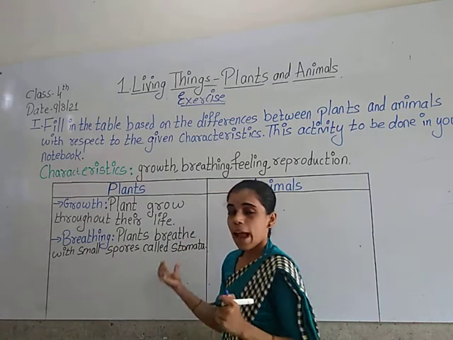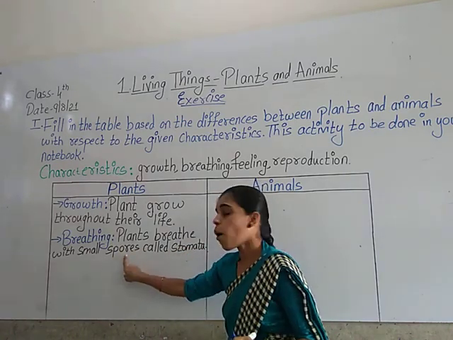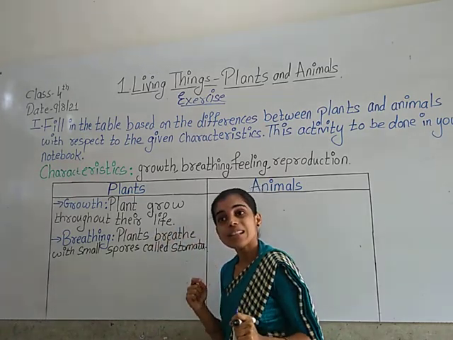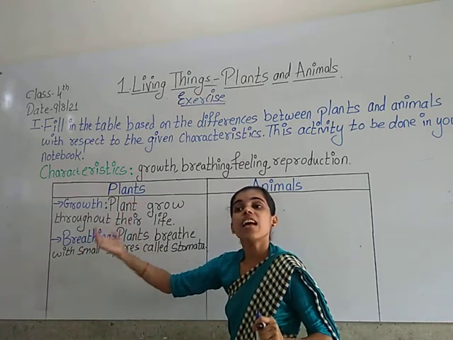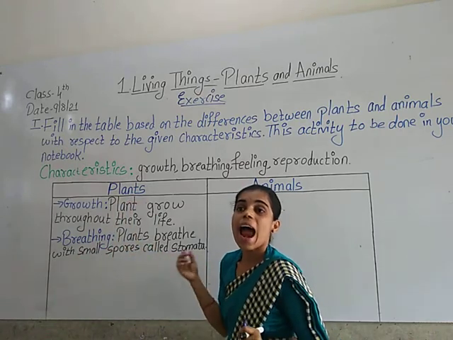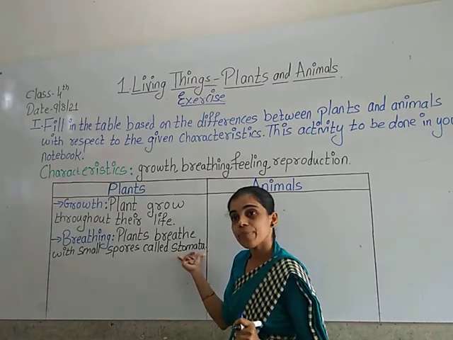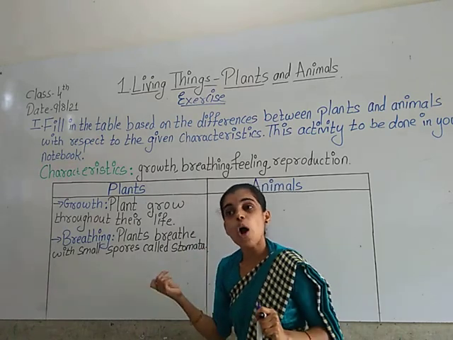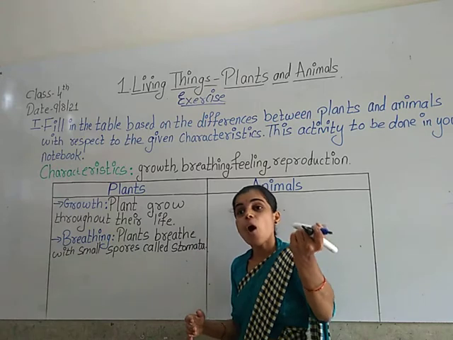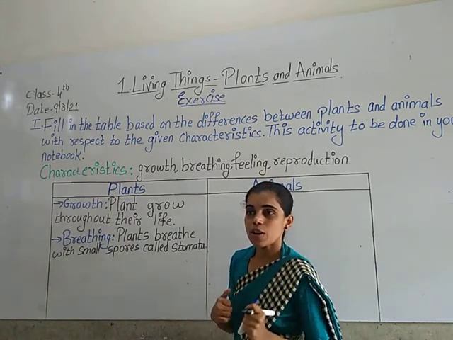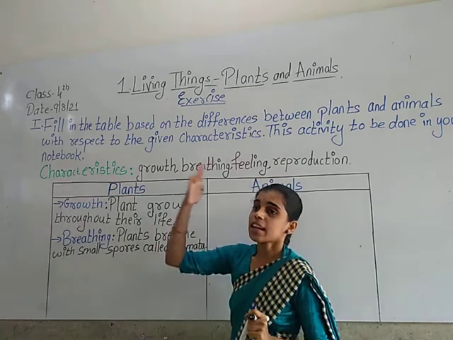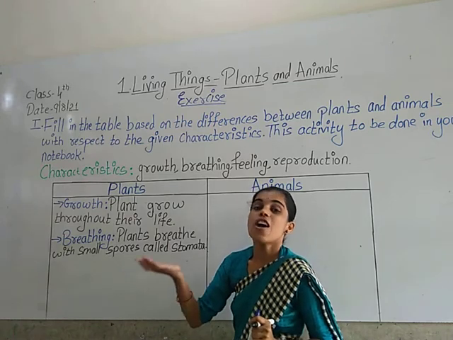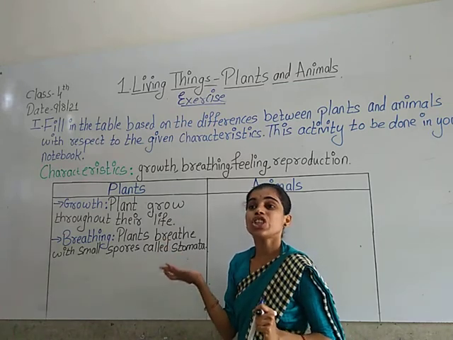So the plants, they will breathe with the small pores. Pores means the small holes, invisible holes present in the leaves. They breathe with these holes and they are called as stomata. So the plants take inside carbon dioxide and leave oxygen. So one more time I will repeat. The plant will take the carbon dioxide inside and it leaves out the oxygen. So the oxygen is the fresh air.